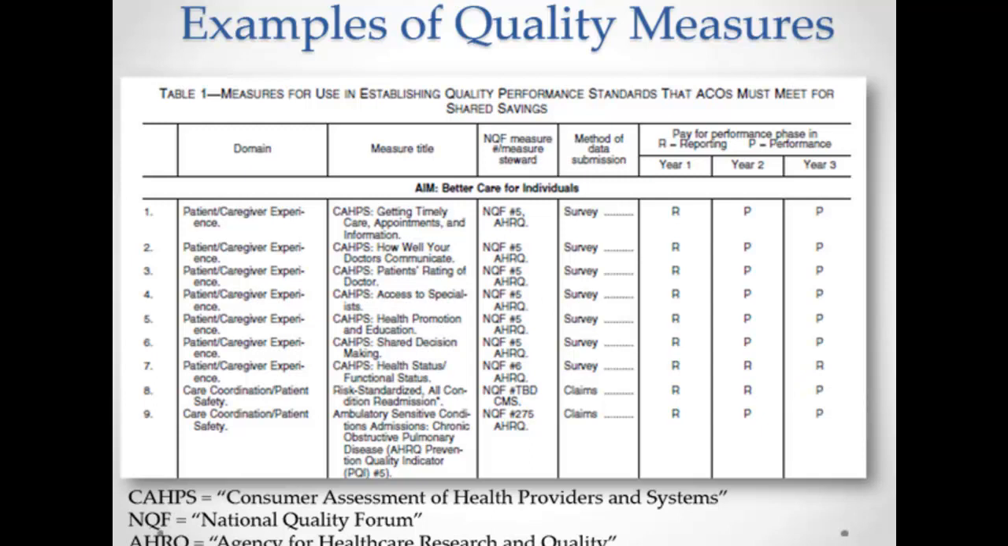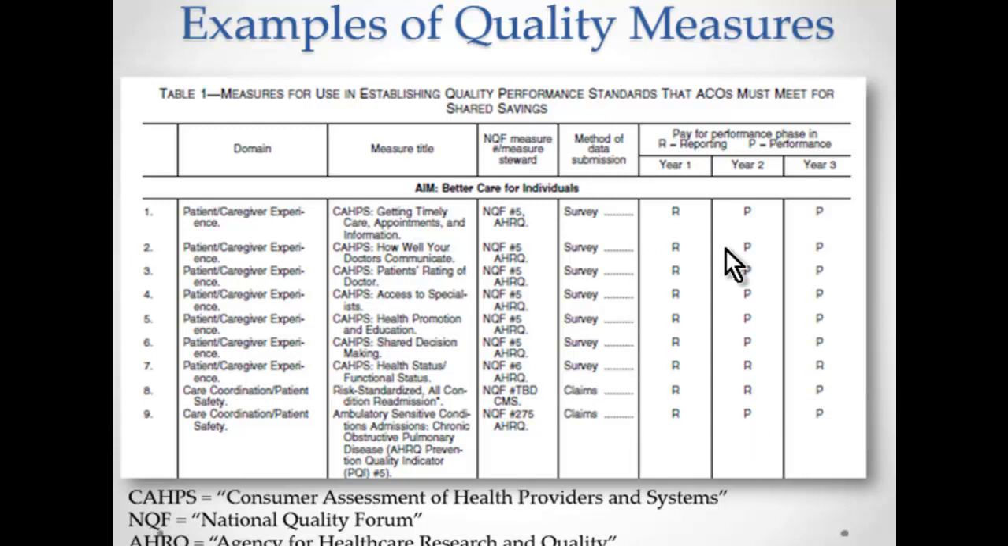So the aim here is that these measures are targeted at some of the concerns with HMOs, such as gatekeeping to see specialists, difficulty getting an appointment, and patients being forced to go to a doctor they didn't like. And this information is collected through either surveys or claims data.